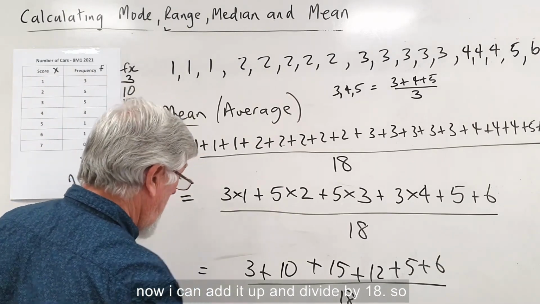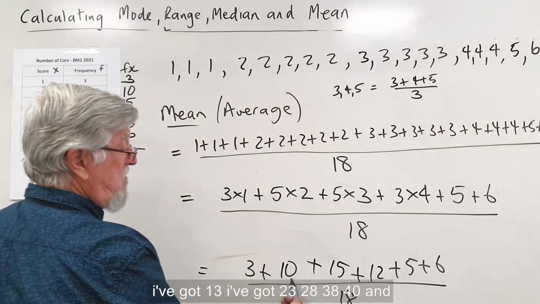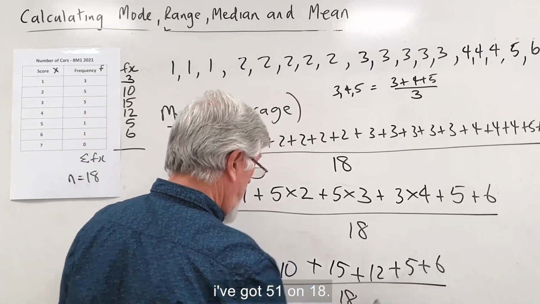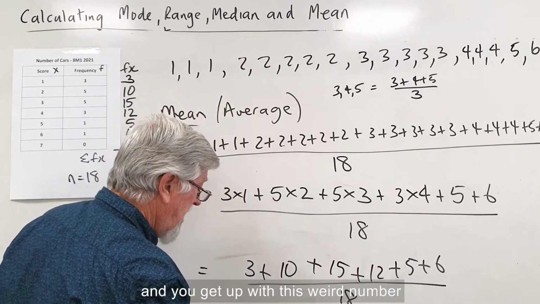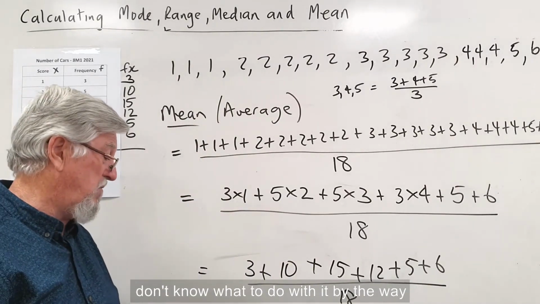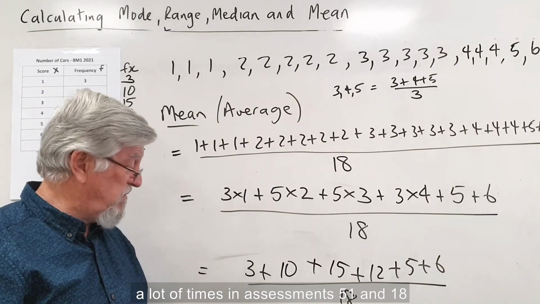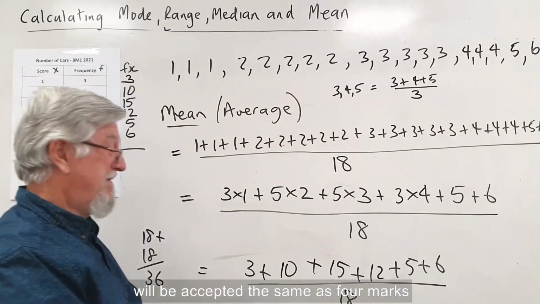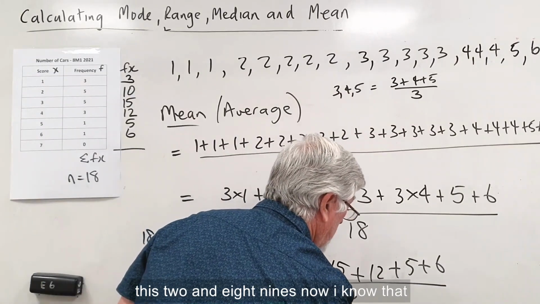Now I can add it up and divide by 18. So I've got 13, I've got 23, 28, 38, 40, and I've got 51 on 18. And you end up with this weird number that's 51 on 18, and then some people don't know what to do with it. By the way, a lot of times in assessments, 51 on 18 will be accepted as full marks. Then if you wanted to, you could write it as 2 and 8/9.